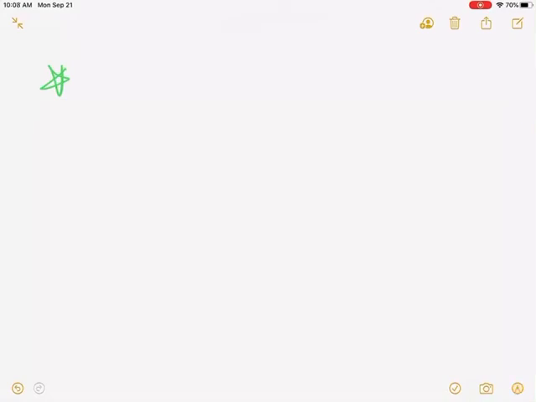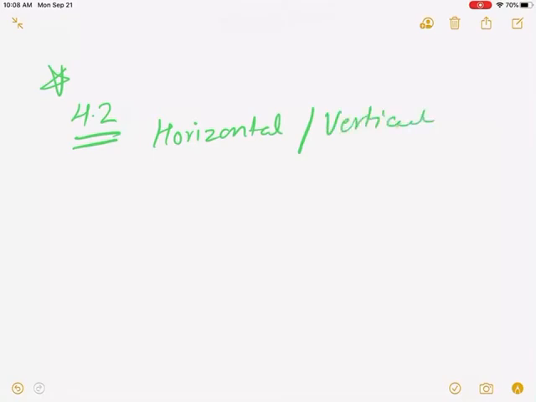Hello everyone, so today we're going to be learning about graphing a sine and cosine graph with translations in it. So it means we'll see, this is 4-2. In this section we have vertical and horizontal translations, or shifts.